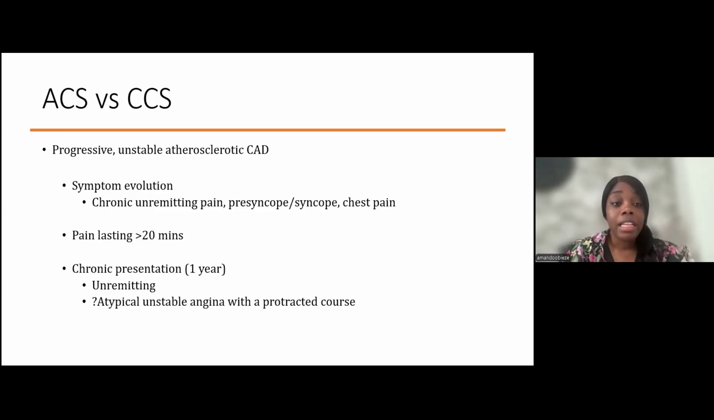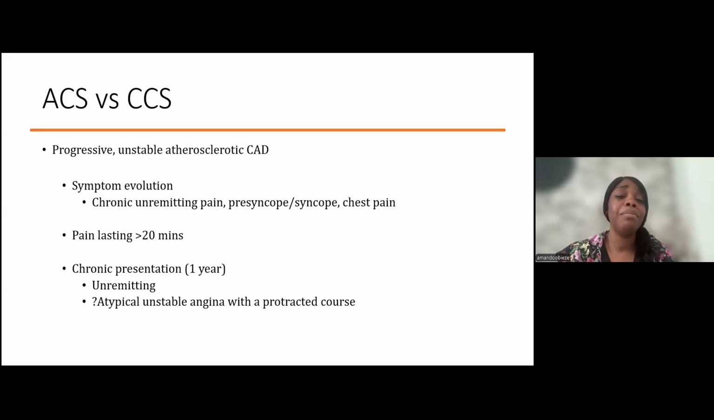We can all agree that this patient has a progressive unstable atherosclerotic CAD, but the question is, is this an ACS or is this a CCS? Because as we said earlier, ACS pain would be more than 20 minutes, but it wouldn't give you a persistent pattern of a 1-year duration. And even for chronic, even though it lasts long, they tend to be remitting, with on-and-off pain, which was not the case for this patient.